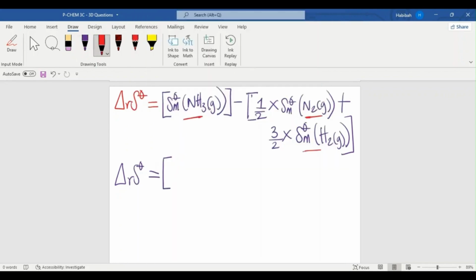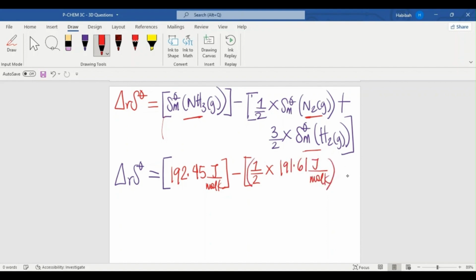Anyways, moving forward, we have the molar entropy of nitrogen gas to be 192.45 joule per mole Kelvin, minus 1/2 times the molar entropy of N2 gas, which is just 191.61 joule per mole Kelvin. Okay, that's one. So this information here for now. And then you have the plus, because of course we're dealing with summation, plus 3/2 times the molar entropy of H2 gas, which is just 130.684 joule per mole Kelvin.